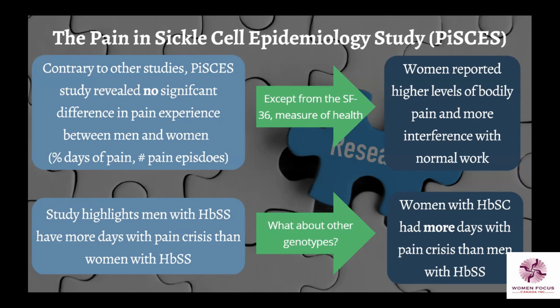What I found most fascinating, and I truly thank the organizers for asking me to do this talk, is that women with hemoglobin SC have more days of pain crisis than men with hemoglobin SS. Let me say that again. Men with hemoglobin SS have more pain than women with hemoglobin SS. Women with hemoglobin SC actually have more pain than men with SC. And when you compare women with SC to men with SS, women with SC actually have more pain than men with SS. But what is the research all based in?